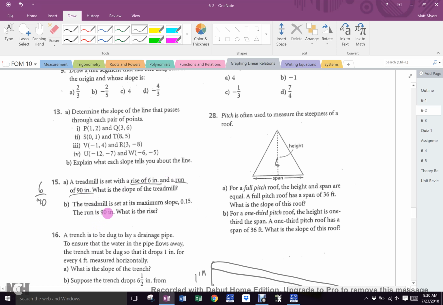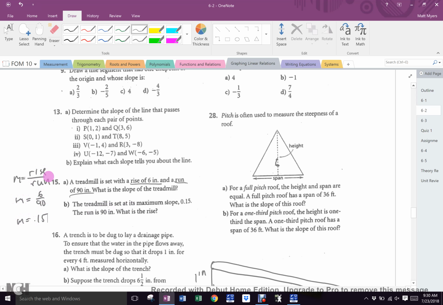This one tells you the run is 90. So what's the rise? 6. Why is that decimal there? To show you this. M equals rise over run. M equals 6 over 90. M equals 0.15. Yeah?